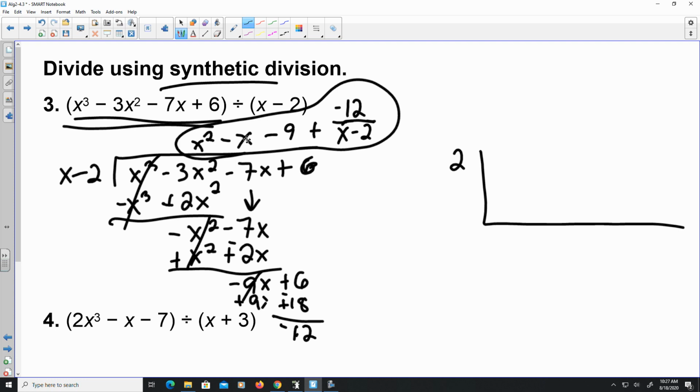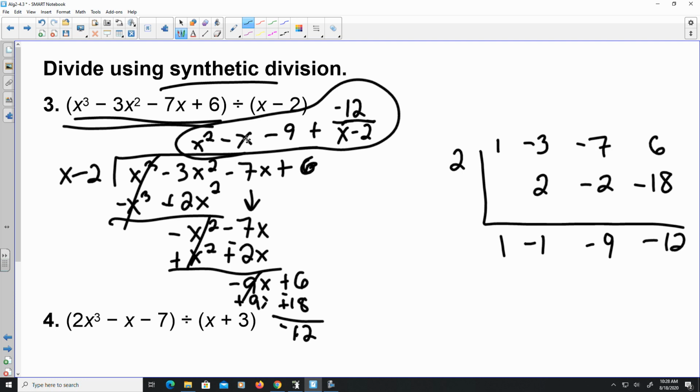So it's going to be x to the third is 1. x squared is negative 3. x to the first is negative 7. My constant value is 6. Drop down the 1, times that by 2 is 2. Add them together, I get negative 1. Multiply negative 1 and 2, I get negative 2. Add them together, I get negative 9. Times negative 9 and 2, I get negative 18. And from here, I get negative 12.